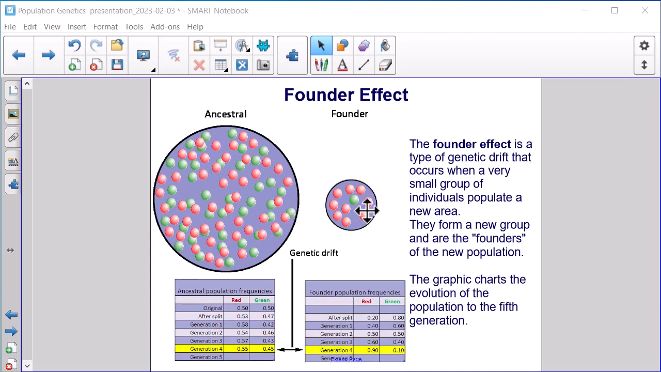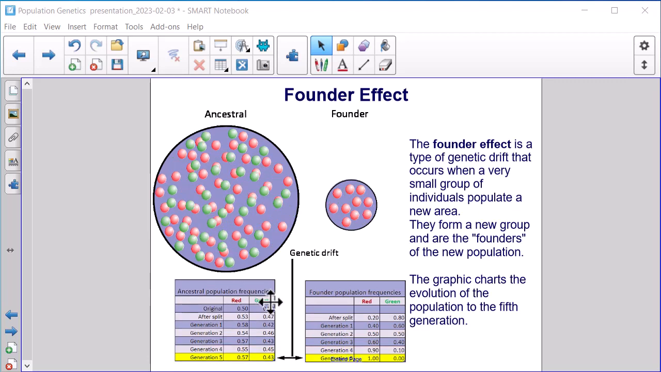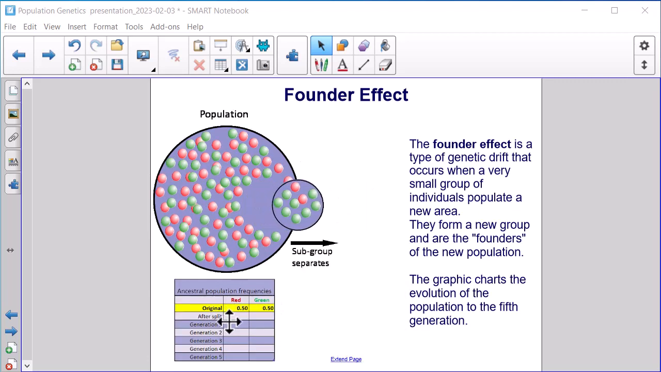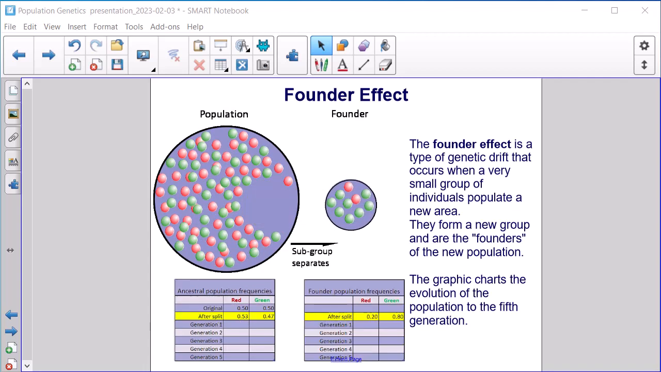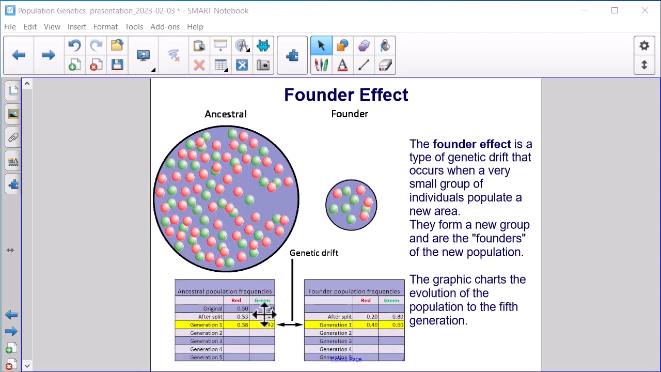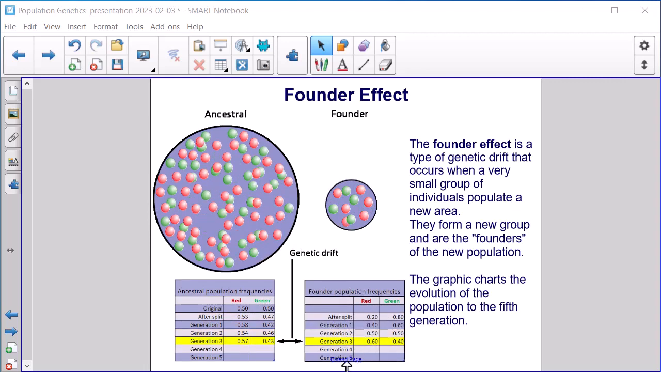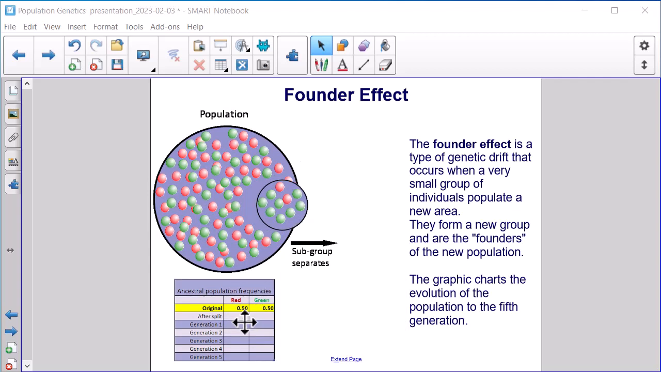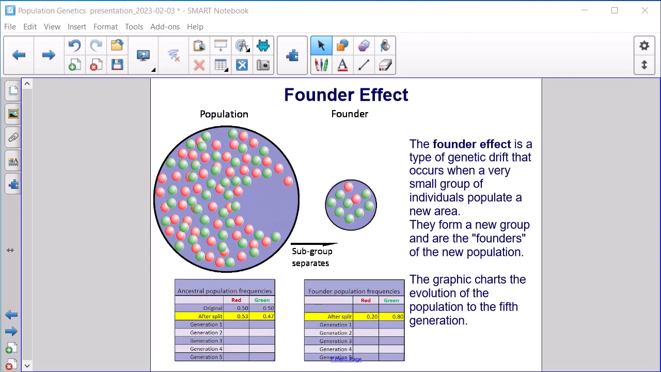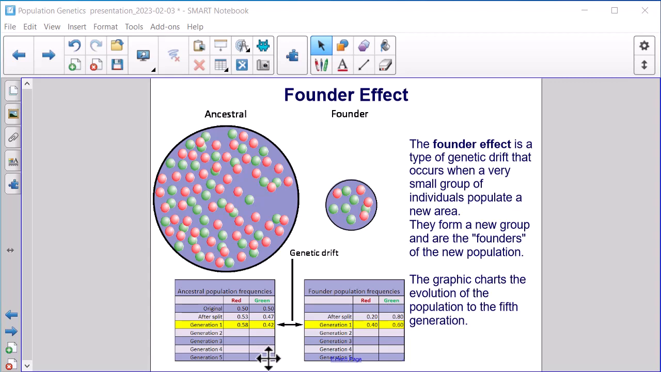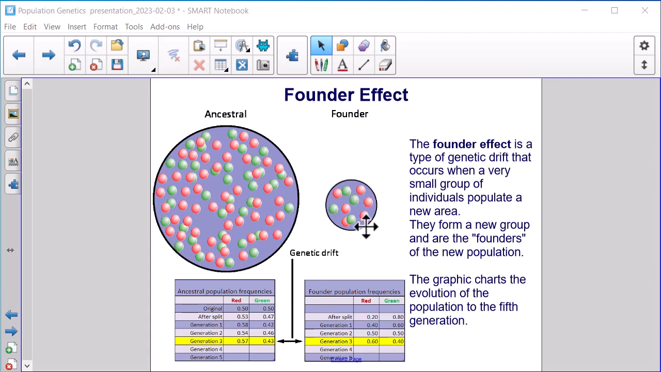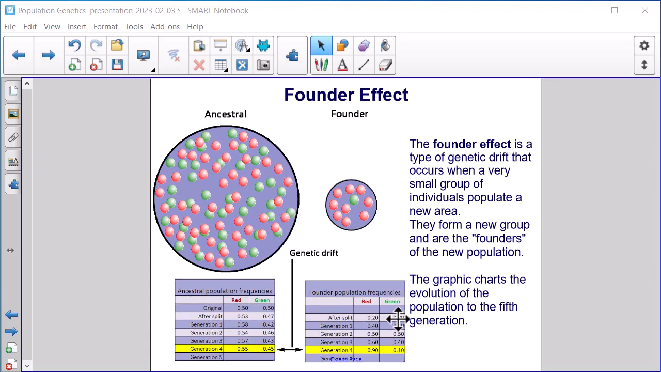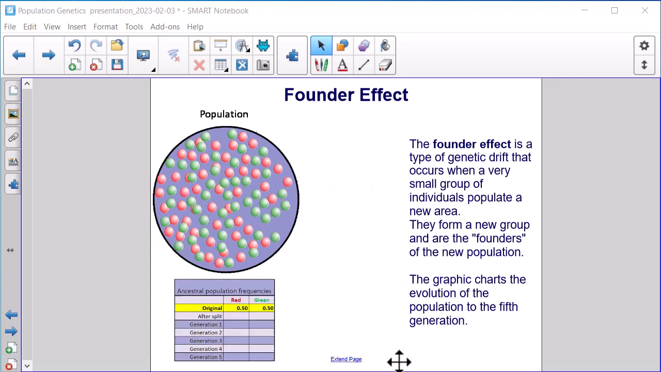And look at what happens here. So originally we have a 50-50 red-green split. After the split, in the ancestral population, it's 53-47 red-green. Look what happens generation after generation. You can see in the ancestral population, we get to 57% red and the remainder green. And in the founder population, we go from 20/80 red-green to all red and no green.